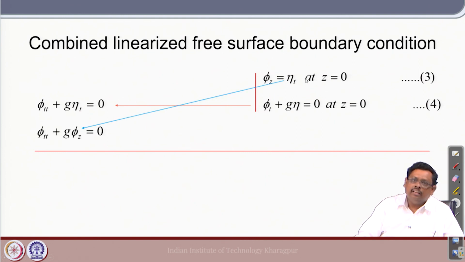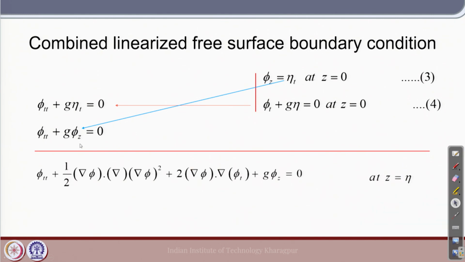Now, here I can further replace eta t with phi z. If I replace this, then finally my equation becomes phi t t plus g phi z equal to 0. So, this is basically my combined free surface boundary condition.